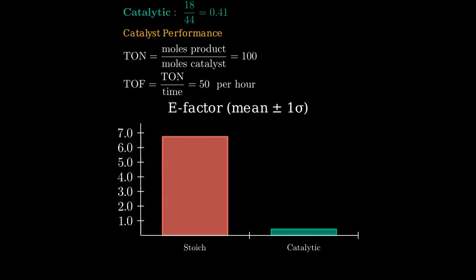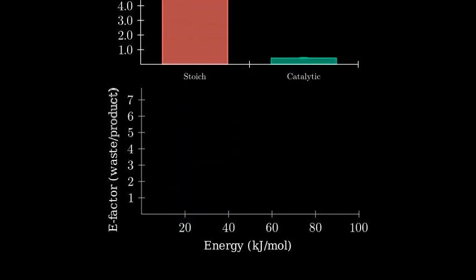The stoichiometric route averages around 6.74, with a standard deviation about 0.11. The catalytic route averages around 0.43, with a standard deviation about 0.02. We show the means and error bars to summarize variability. Sustainability is often a balancing act.